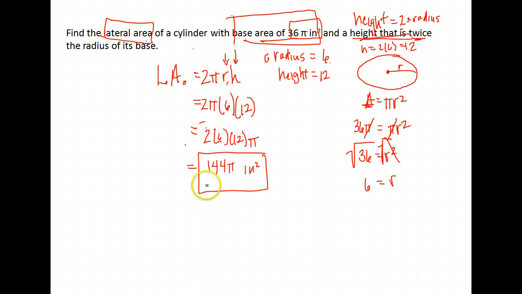If they want it rounded to a decimal, all you have to do then is just go ahead and multiply by pi. And then round your answer to whatever decimal place. Okay, so if they wanted it rounded out, we would go ahead and multiply, and you get about 452.39. Okay, so these are both correct answers. It just depends on what form they want it in.